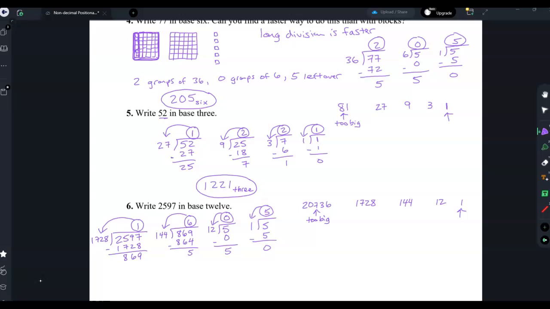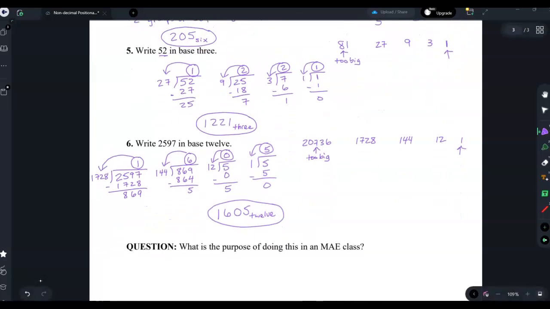I have 0 groups of 12, meaning I have 0 rods. I have 6 groups of 12 squared, so that means I have 6 flats. Then I have 1 group of 12 to the third, which means I have 1 big cube. So 1 big cube, 6 flats, 0 rods, 5 units, and then don't forget to write the 12 next to that. So that's in base 12, 1605, base 12.